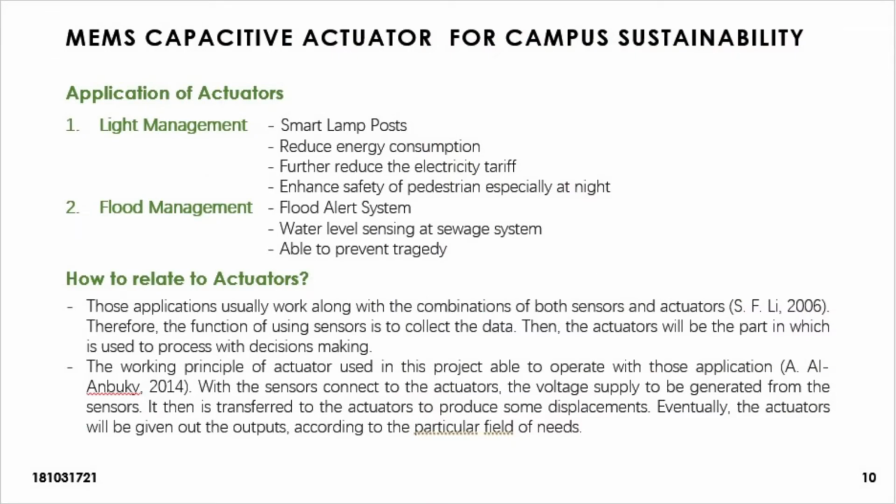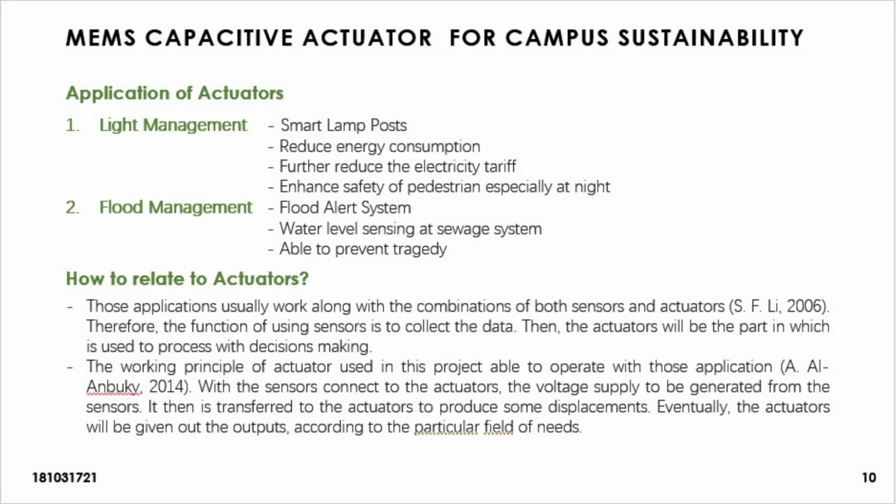With the application of the actuator, a smart lamppost can be designed for light management. It will be automated, meaning if it senses an object it will automatically turn on. Otherwise, it will not. Energy consumption will definitely become lesser, and at the same time, the electricity tariff will not increase. In the third situation, a device built with the actuator can be placed at the sewage area for water level sensing purposes to prevent any misfortune.